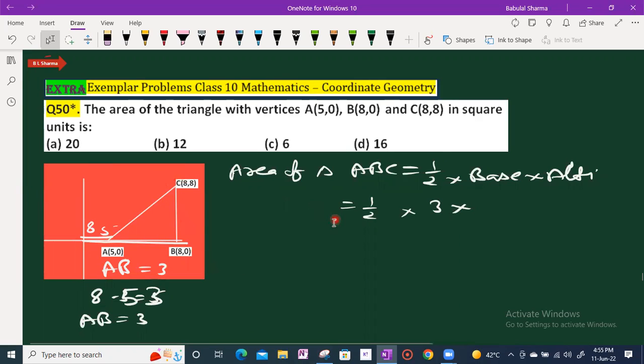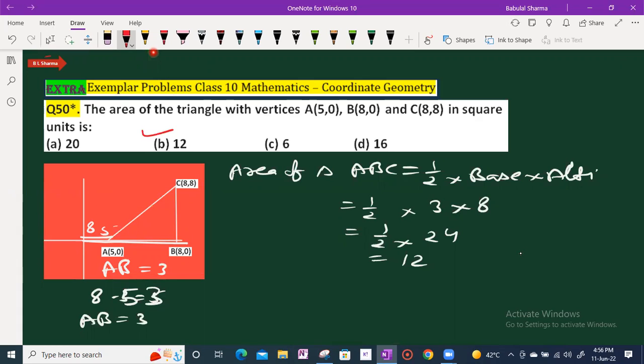And student, what is the height of this triangle? The y coordinate is always the height of any triangle. Here from the origin the y coordinate is 8, therefore its height is also 8. That is why we can write the height is 8. So 1/2 into 3 into 8 is 24 by 2, that is 12. Okay, so the area of this triangle will be 12 square units.